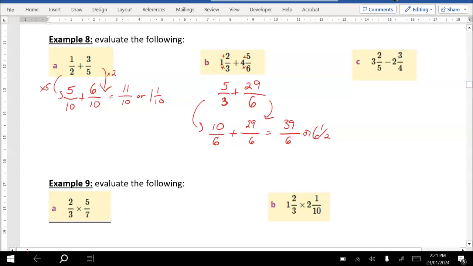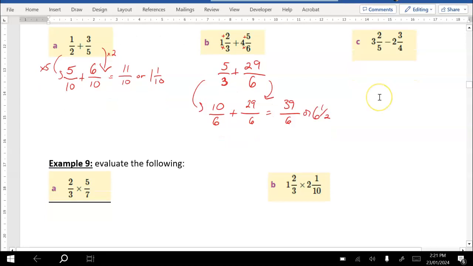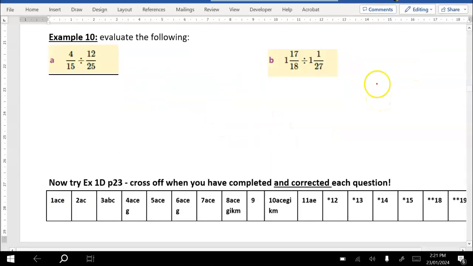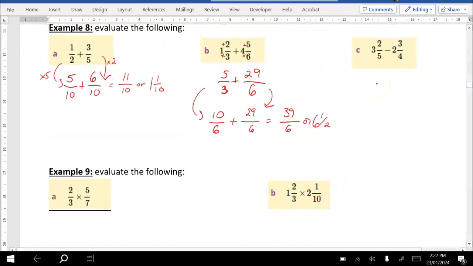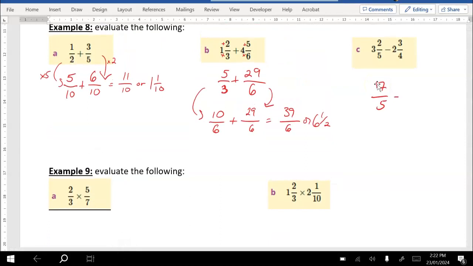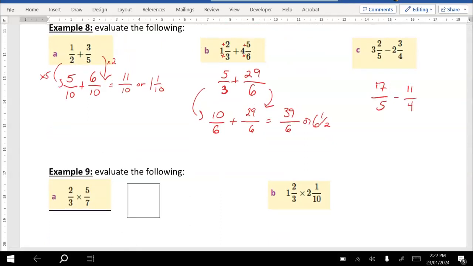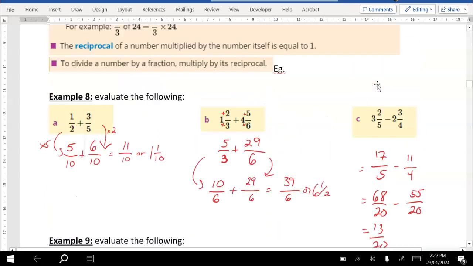And the same rule applies if we are subtracting. If we had 3 2/5 minus 2 3/4, that's going to work out to 17/5 minus 11/4, and the lowest common denominator is going to be the multiples of 5 and 4. We're going to have to make it 20. So we multiply this one: 5 times 4 is 20, so 17 times 4 is 68, minus 4 times 5 is 20, so 11 times 5 is 55. 68 minus 55 gives us a good old 13/20. That's adding and subtracting.